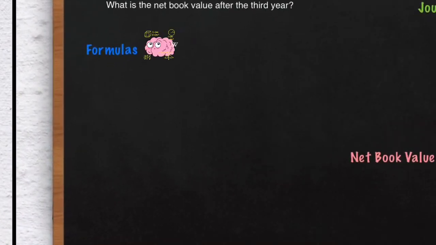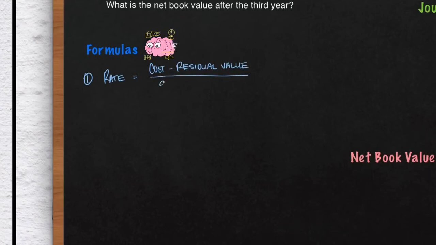In respect to formulas, you'll need to do two steps. The very first step, you'll need to calculate rate. The formula for the rate is very similar to the straight line depreciation formula, which is cost minus residual value or salvage value. And instead of over useful life in years, you're actually going to divide it by the estimated total usage.